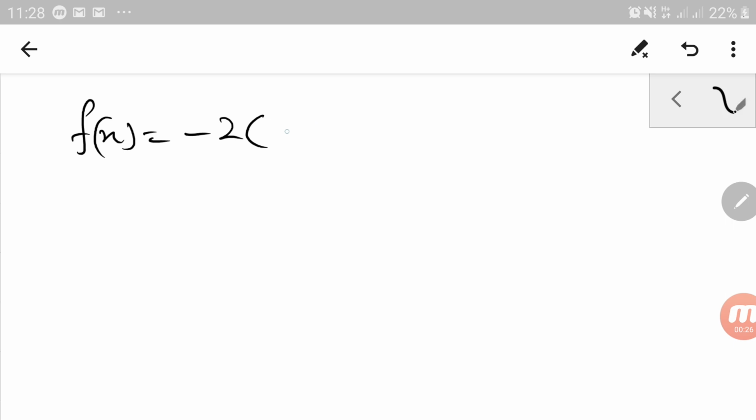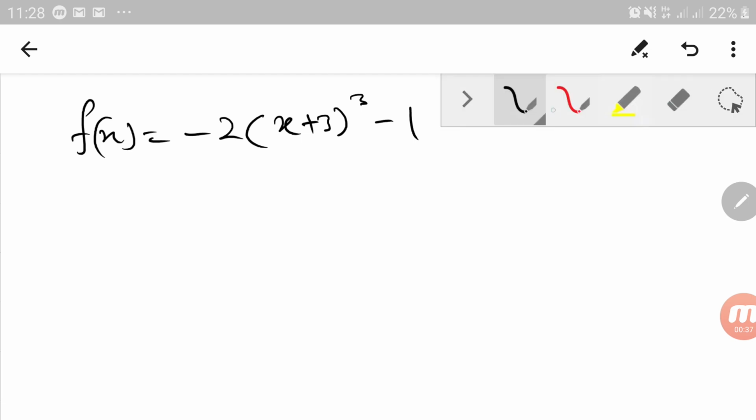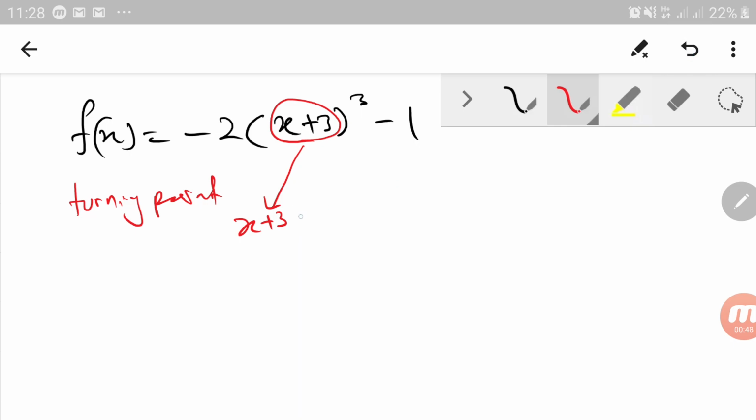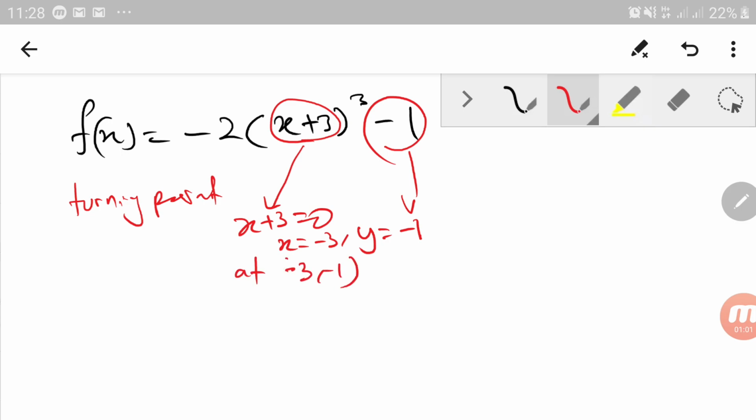So let's say we have minus 2 (x plus 3) cubed minus 1. How are we going to solve this one? We need to find the turning point. Turning point is easy. We take x plus 3 equals 0, so x is minus 3, and then y is just everything over there, minus 1. So the turning point is at (minus 3, minus 1).